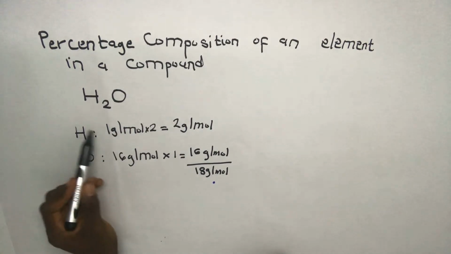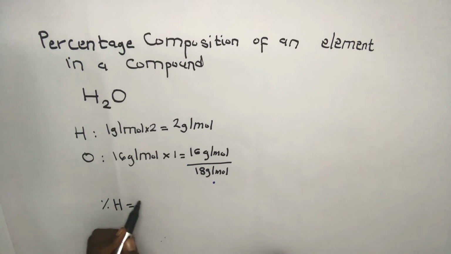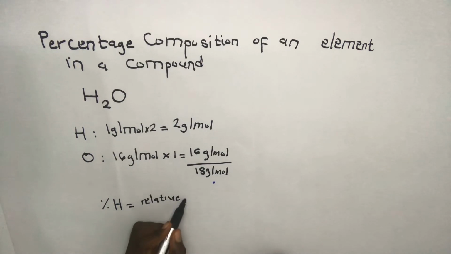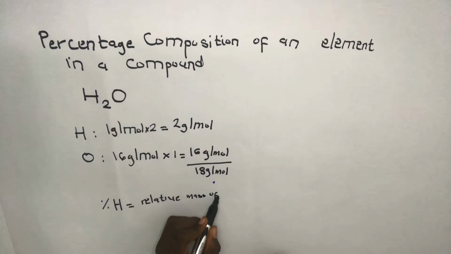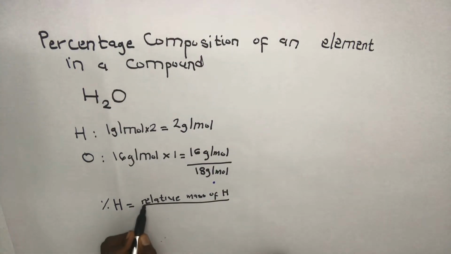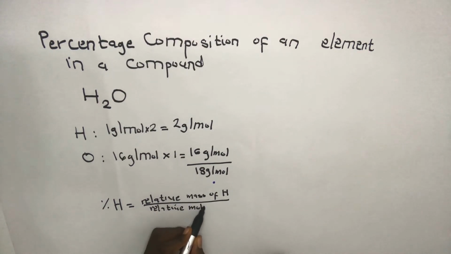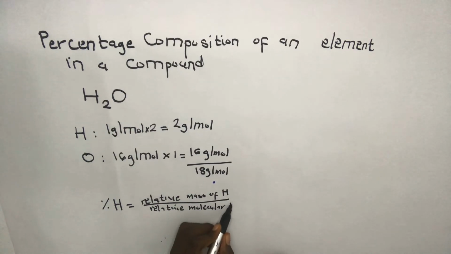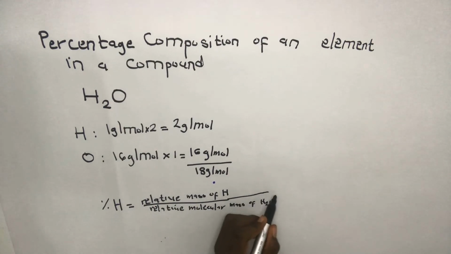The first element we want to start with is hydrogen. The percent of hydrogen in this compound is equal to the relative atomic mass of hydrogen, all divided by the relative molecular mass of water, all times 100.